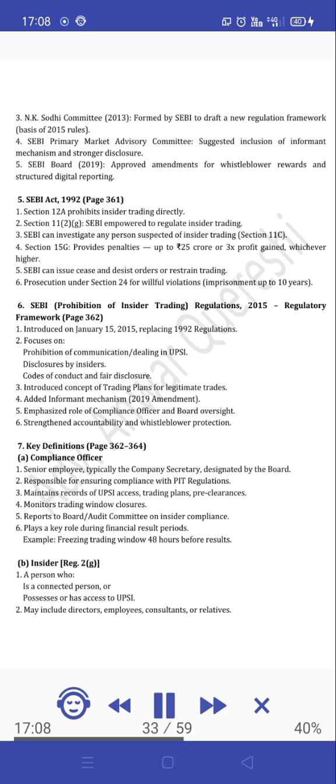3. SEBI can investigate any person suspected of insider trading, Section 11C. 4. Section 15G provides penalties, up to 25 crore rupees or 3x profit gained, whichever is higher. 5. SEBI can issue cease and desist orders or restrain trading. 6. Prosecution under Section 24 for willful violations, imprisonment up to 10 years.